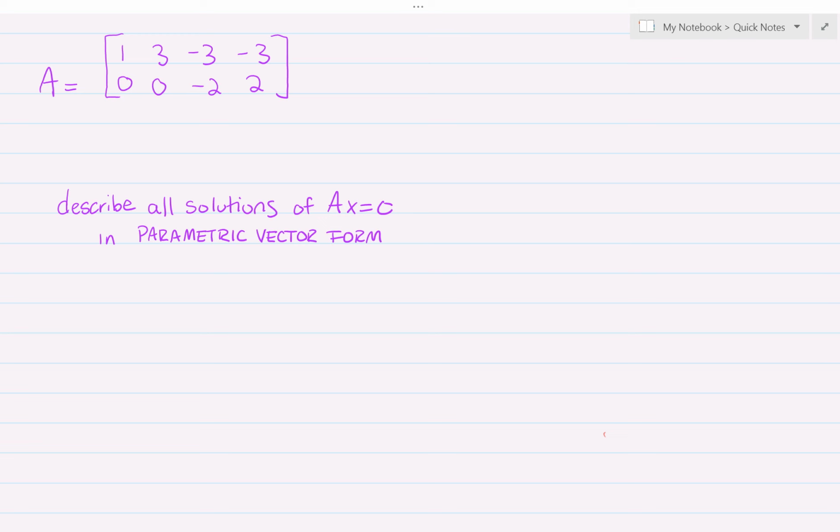Okay, so in this video, we're going to describe the solutions of the homogeneous equation Ax = 0 in parametric vector form. What Ax = 0 is saying is that there's some matrix A and it's getting multiplied by some x, in this case x1, x2, x3, and x4, and that simply equals 0. So we want to solve for x and put it in parametric vector form.